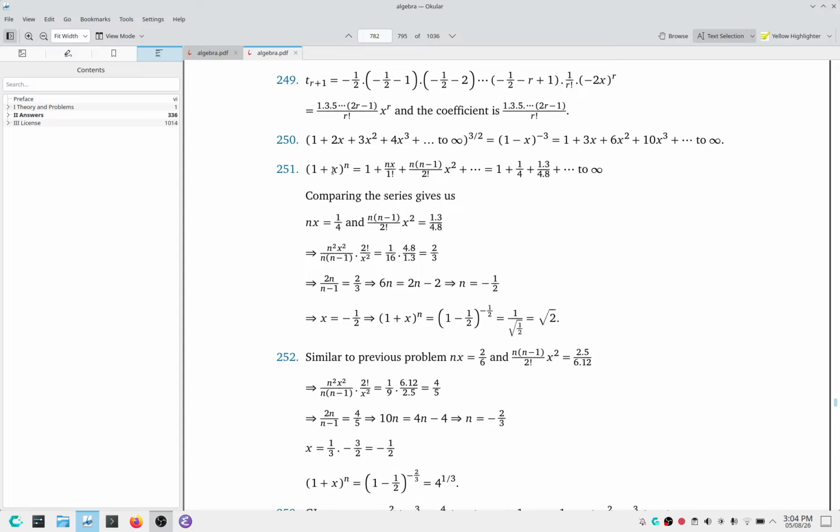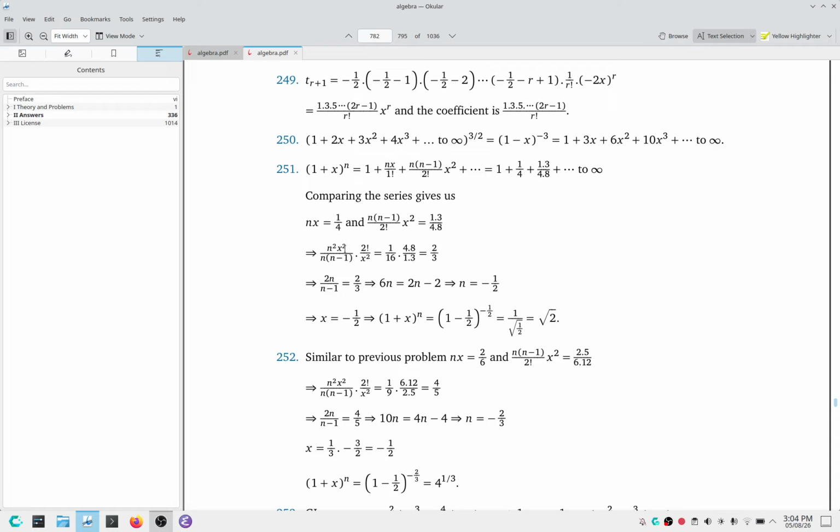So we have the formula for (1 plus x) to the power n, and then we equate nx is equal to 1 upon 4 and n times (n minus 1) upon 2 factorial times x square is equal to 1 times 3 upon 4 times 8. Now we square this and we divide. So we get n square x square upon n times (n minus 1) times 2 factorial upon x square is equal to 1 upon 16 times 4 times 8 upon 1 times 3, which is equal to 2 by 3.